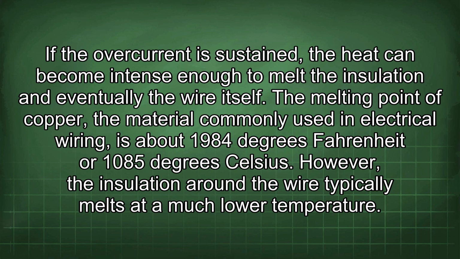The melting point of copper, the material commonly used in electrical wiring, is about 1984 degrees Fahrenheit or 1085 degrees Celsius. However, the insulation around the wire typically melts at a much lower temperature.